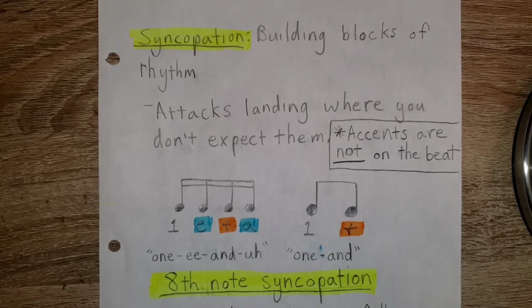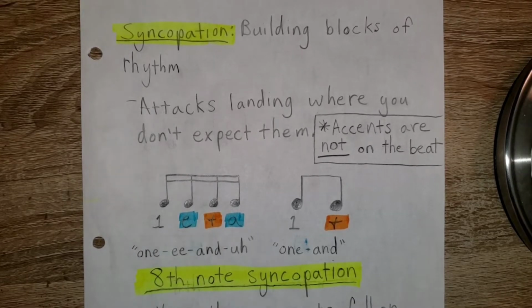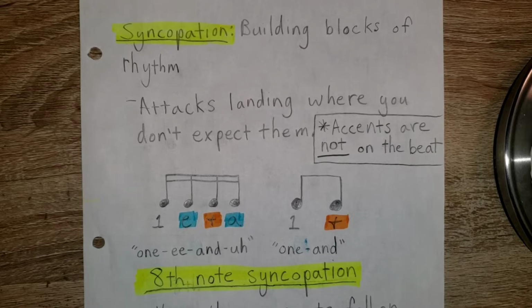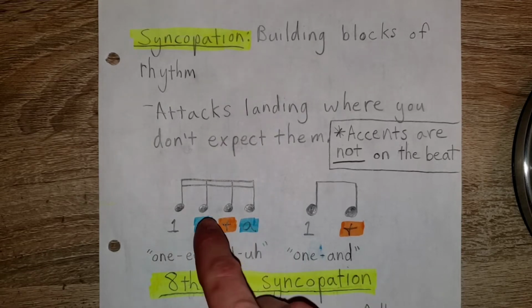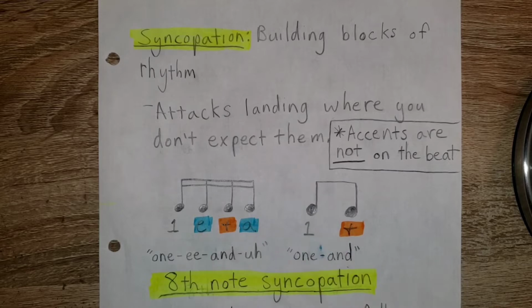Okay, now we're discussing syncopation. Syncopation can be known as the building blocks of rhythm. These are attacks or notes landing where you don't expect them. So basically, I highlighted where it's not on the beat. The notes of syncopation are going to be these highlighted notes. They're not the one, they're the E and the and.